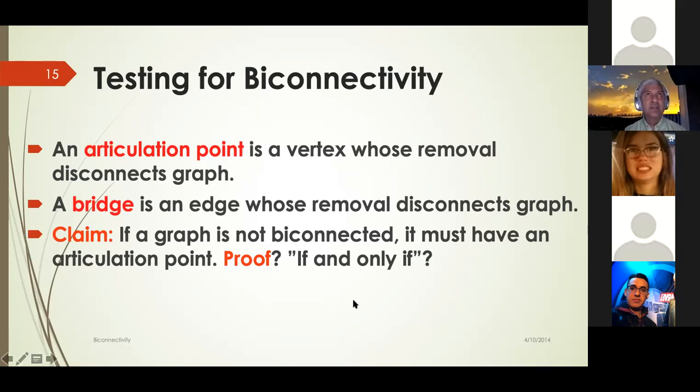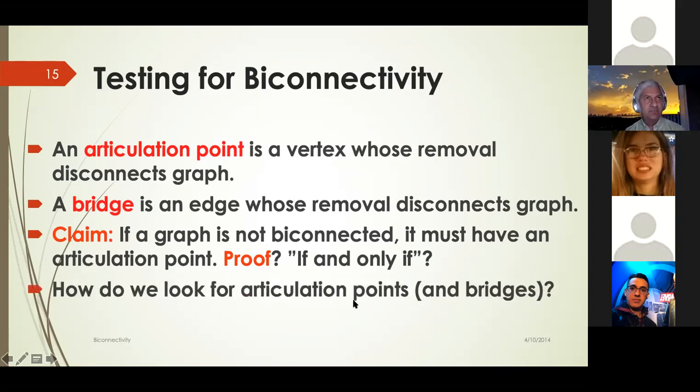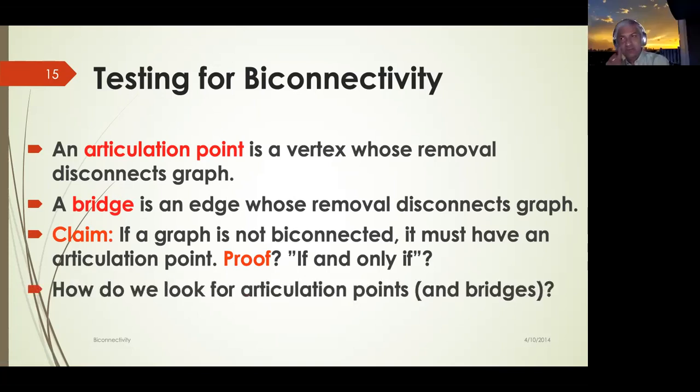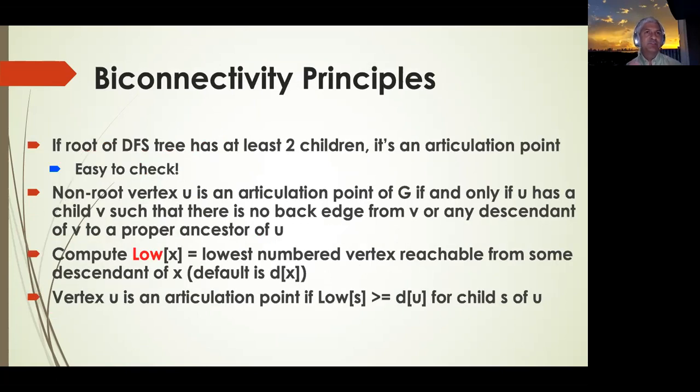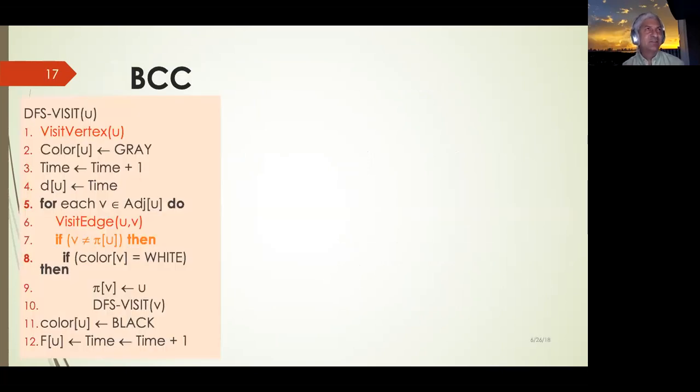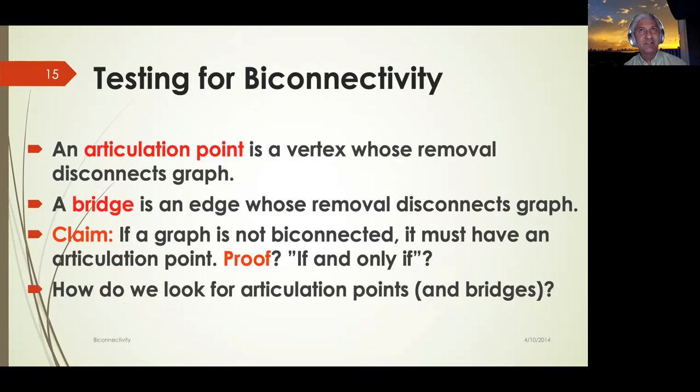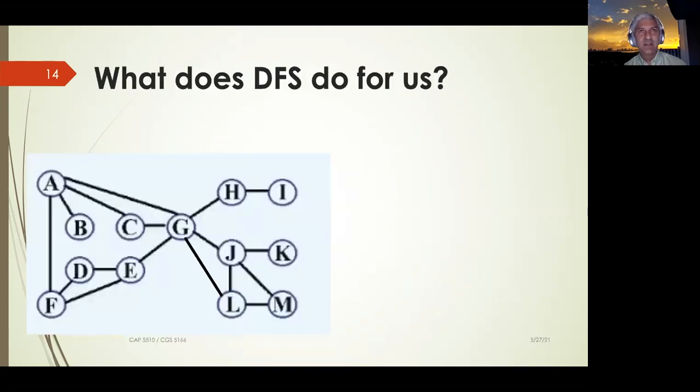This is the claim that we're making: if a graph is not biconnected, it must have at least one articulation point. If there are none, it must be biconnected. So we're going to use depth first search, and we're going to use something called low numbers. And I'll see if I can explain this to you. In fact, I better go back to the previous picture here. Yeah, this one here.